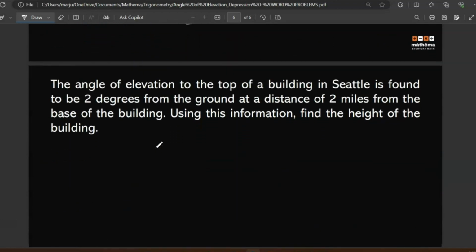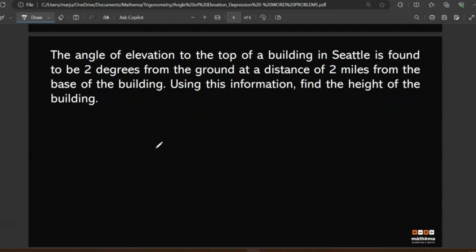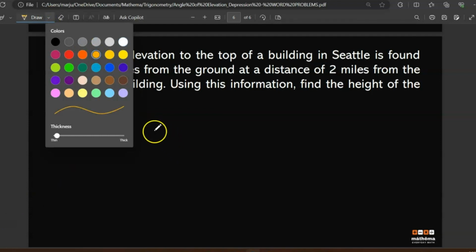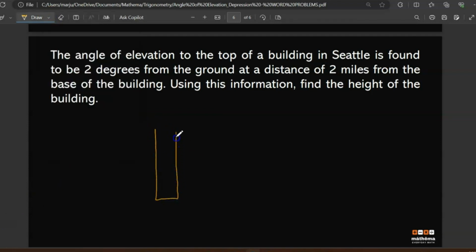So let's have the last item. It says here the angle of elevation to the top of the building in a shuttle is found to be 2 degrees from the ground at a distance of 2 miles from the base of the building. Using this information, find the height of the building. Alright, so we have here a building. This is our building.